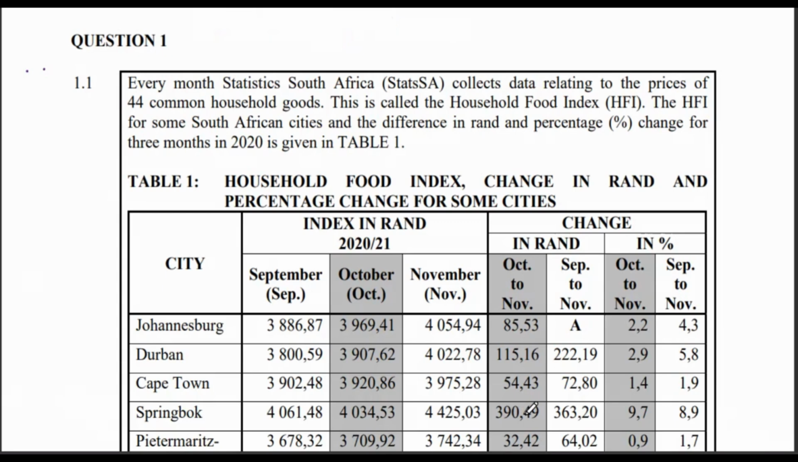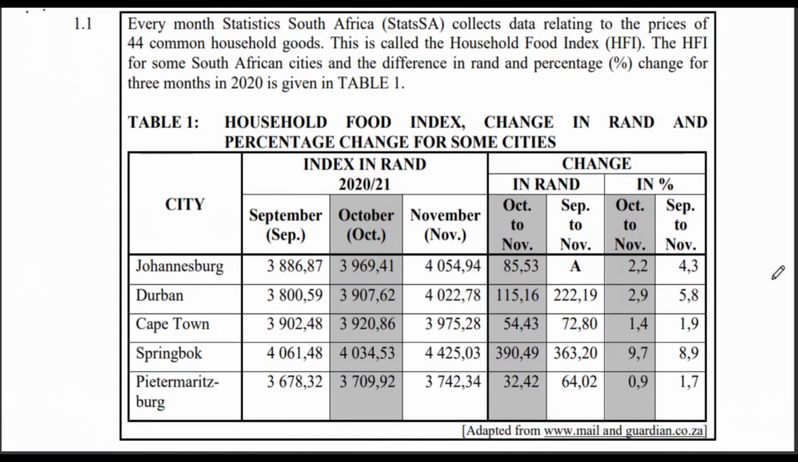All right, the table below. Let's look at the table below and find out what to do. Every month, Statistics South Africa, Stats SA, collects data relating to the price of 44 common household goods. This is called the Household Food Index, HFI. The HFI for some South African cities and the difference in rand and percentage change for 3 months in 2020 is given in the table below.